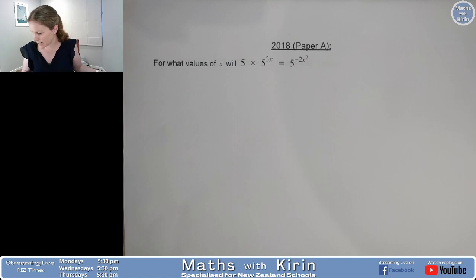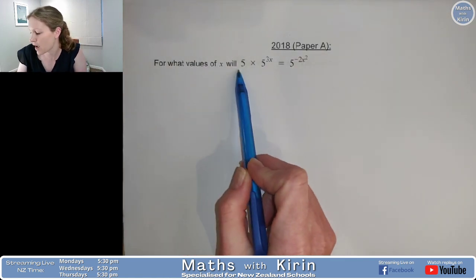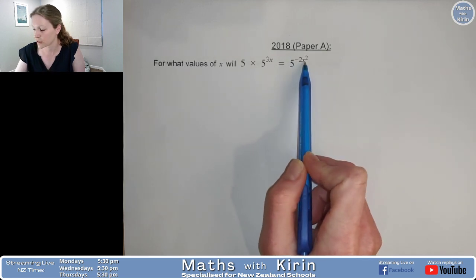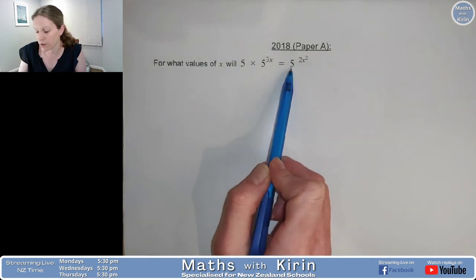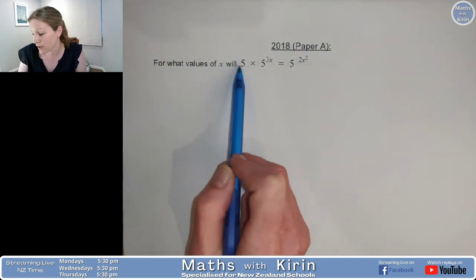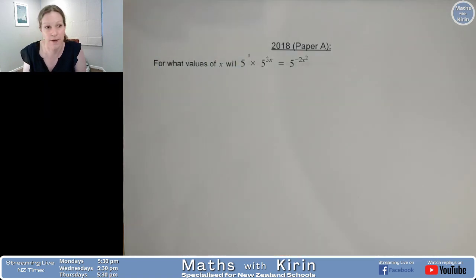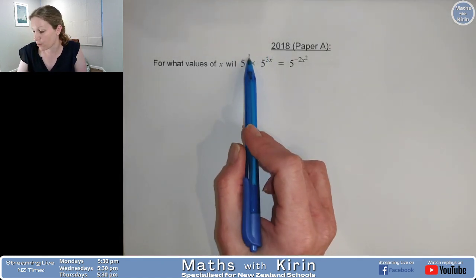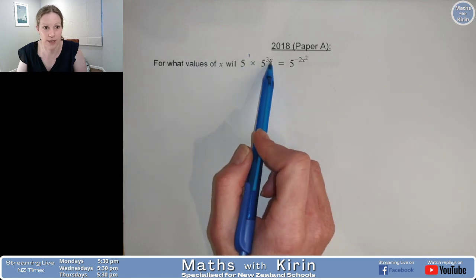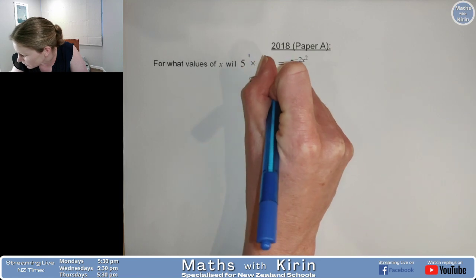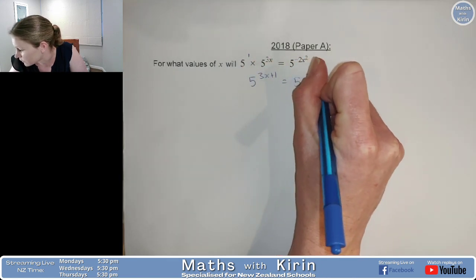Another one from 2018. So for what values of x will 5 times 5 to the power of 3x equal 5 to the power of negative 2x squared? Okay, so we can see that we've already got 5 as the base for all of those terms, so we don't need to rewrite them. But you might want to recognize that this is 5 to the power of 1. The reason that we want to recognize that is because when we simplify this, we want to make sure that we are adding our 1 to our 3x. So this left-hand side will simplify to 5 to the power of 3x plus 1 is equal to 5 to the negative 2x squared.